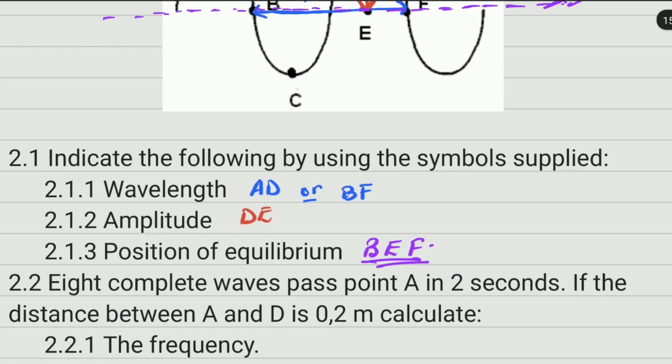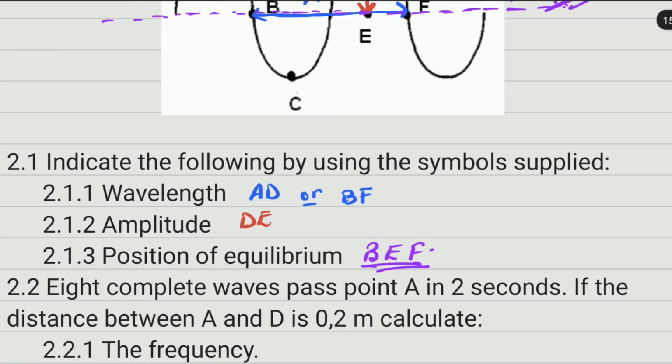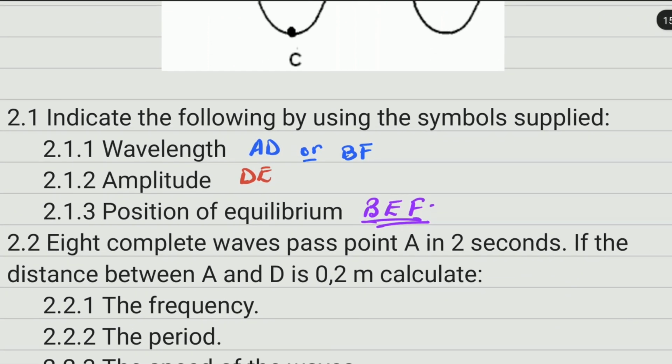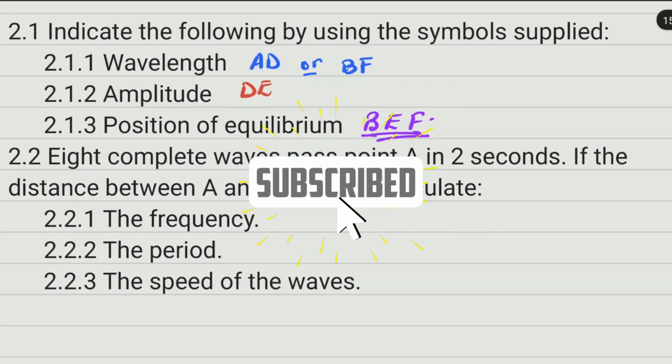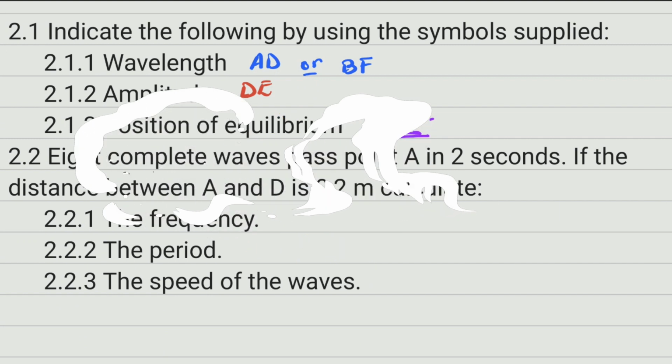Now the next one: 8 complete waves pass a point A in 2 seconds. If the distance between A and D is 0.2 meters, calculate. Now A to D is a wavelength, so this is 0.2 meters. They are giving you the wavelength of this specific wave, and they are telling you that 8 complete waves pass a point in 2 seconds. Calculate the frequency, calculate the period, and calculate the speed of the wave.